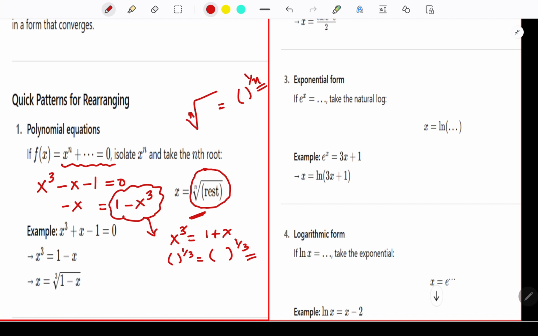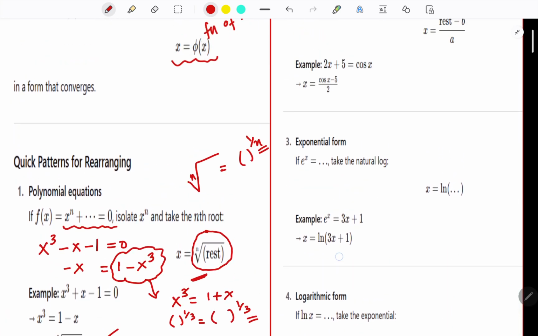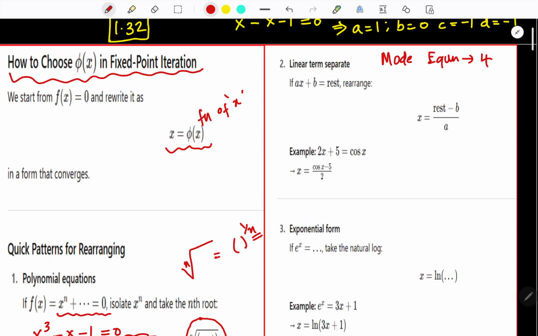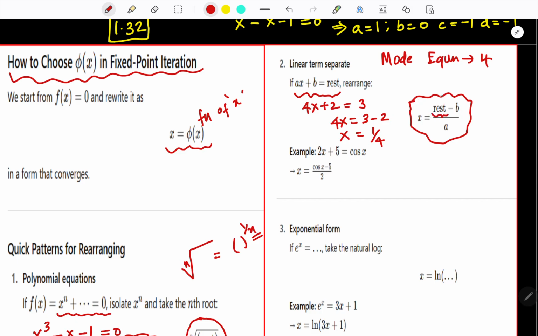Okay, teacher. So you already gave the example, right? Next, suppose it is not a power, teacher, it's simply one equation. For example, 4x plus 2 is equal to 3. What should I do? Simple. 4x equals 3 minus 2 and x equals 1 by 4. That is why I simply wrote x equals rest. Rest means remaining, not resting or sleeping. Remaining, baki, minus b. Remaining means the things going to that side.